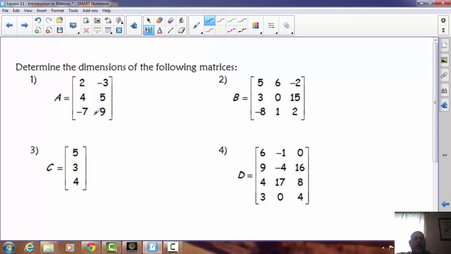So if we look at the dimensions of the following matrices, this first matrix, 3 rows. I probably need a color here.